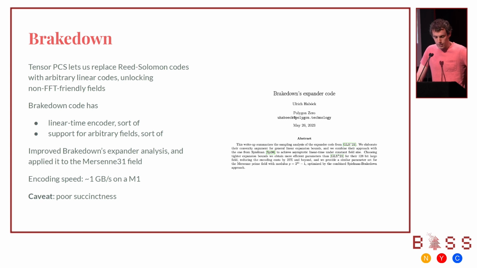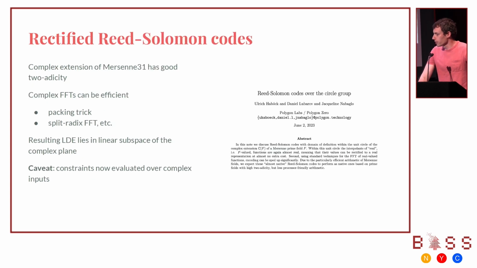They have this square root of n proof size and verifier cost. So the next step for us was coming back to Reed-Solomon codes, and we kept thinking about how the Mersenne field doesn't have enough powers of 2, but the complex extension does. The complex extension has 32 factors of 2, which is plenty.